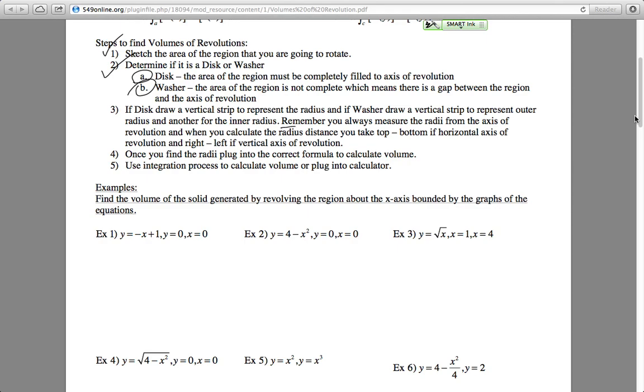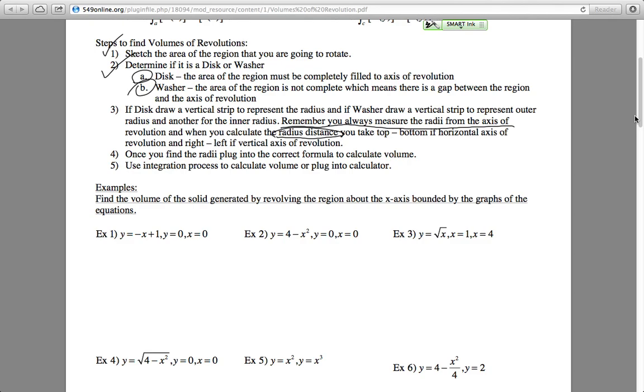Remember, this is key. Remember, you always measure the radii from the axis of revolution. And when you calculate the radius distance, you take top minus bottom if it's horizontal axis of revolution, and right minus left if it's vertical axis of revolution. That's really important. When I measure the radii, when I mark off that distance of that vertical strip or horizontal strip, depending on what kind of axis of revolution it is. It's a vertical strip if it's a horizontal axis of revolution. It'll be a horizontal strip if it's a vertical axis of revolution.